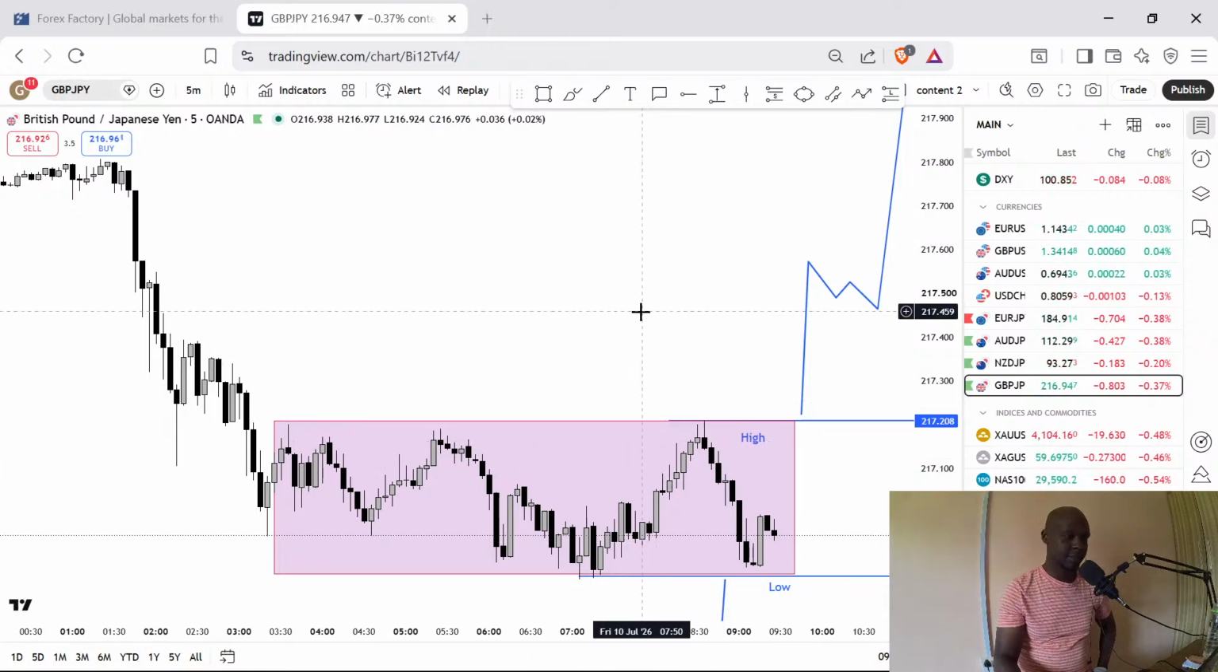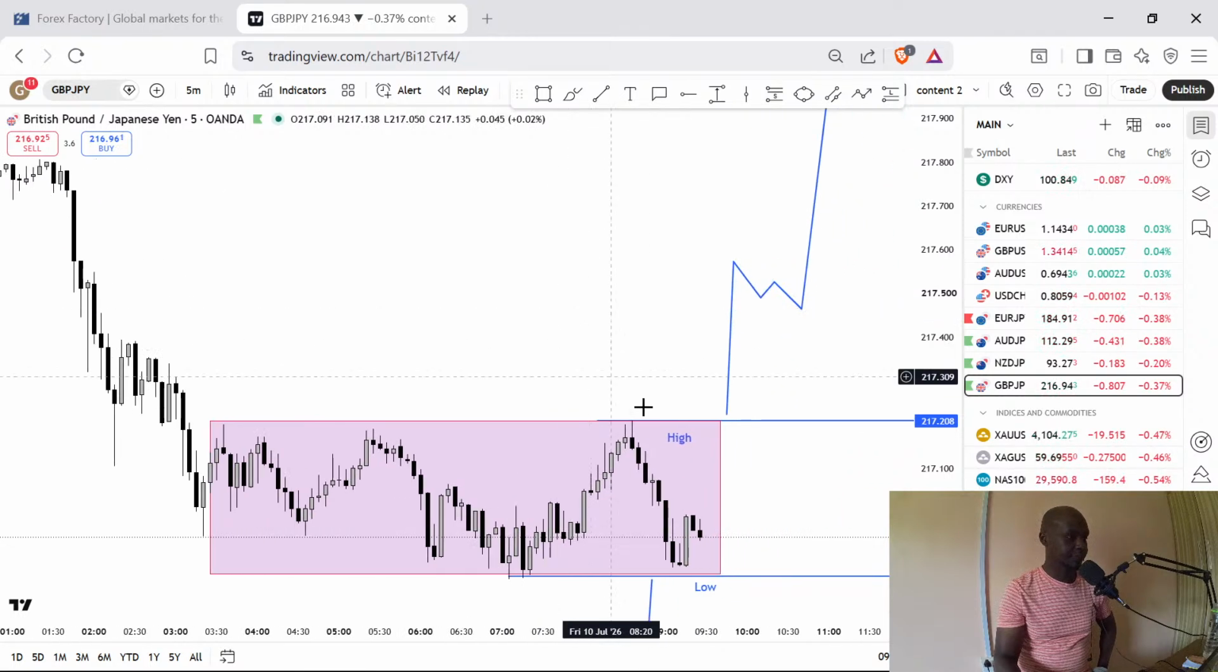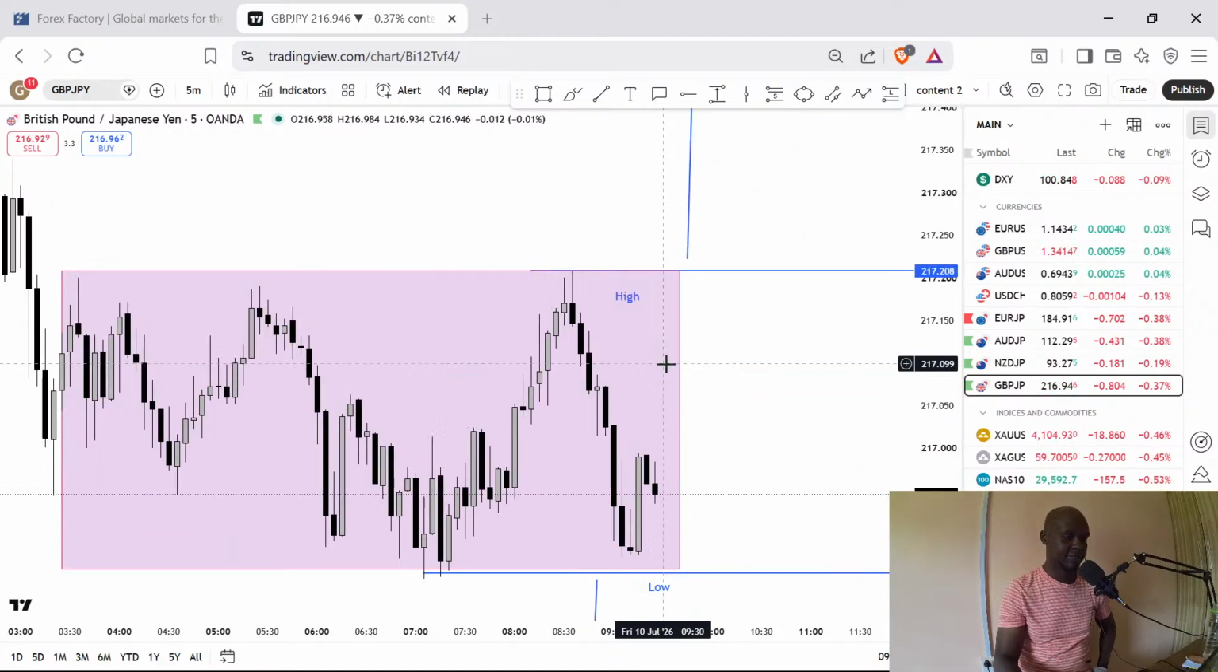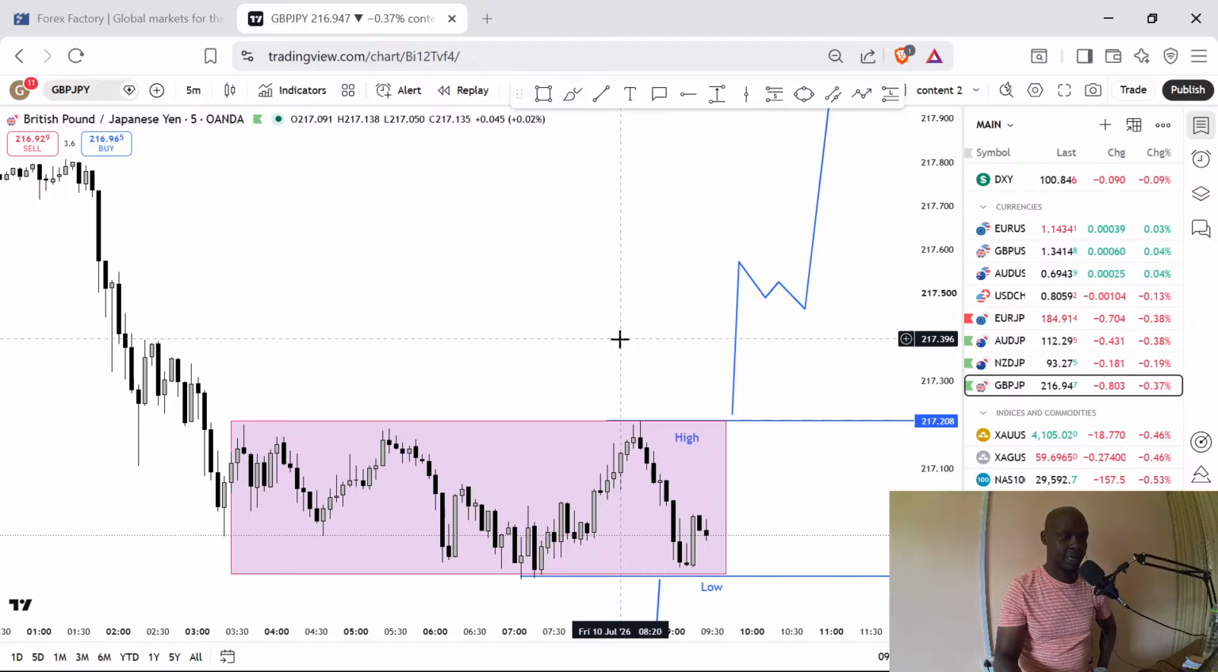Still waiting to see, for those joining the live stream, looking for price to break outside of this consolidation, either to the upside or to the downside impulsively. I'm looking for impulsive push outside of the range, which is something that might happen during this London session, or we'll have to wait till the New York session for us to get possible entries.